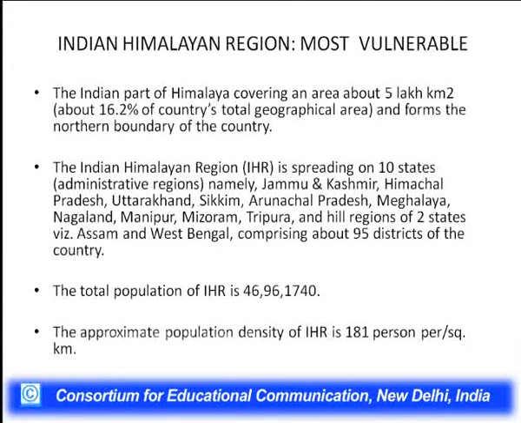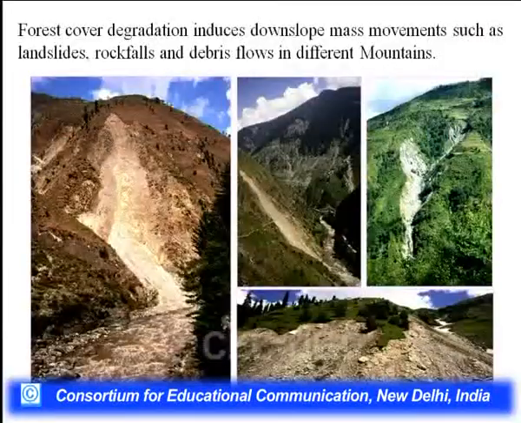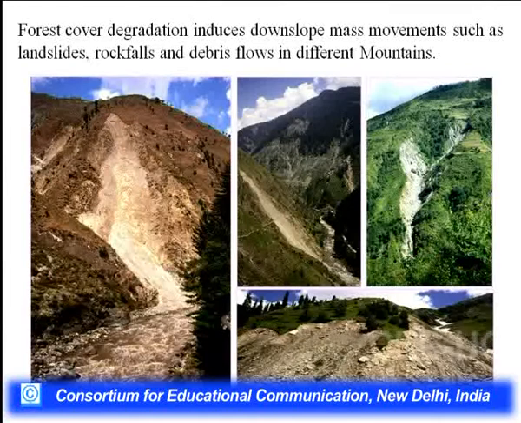The approximate population density of the Indian Himalayan region is 181 per square kilometer, quite a high density compared to the Alps, the Elbrus or any other mountain region. I would like to put before you a few photographs from different parts of the Himalaya and the world. Forest cover degradation induced downslope mass movements such as landslides, rock falls and debris flows in different mountain regions.